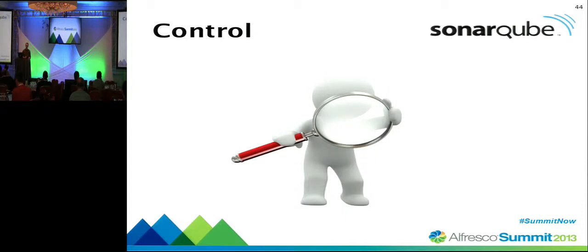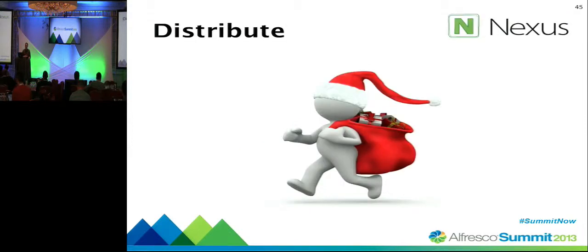When all tests are finished, Bamboo runs the control phase in conjunction with SonarQube. With this tool, it's possible to retrieve a bunch of code quality metrics and reports. And finally, when all phases are done, we can distribute our artifacts. First, we distribute in our Maven repository based on the Nexus application.